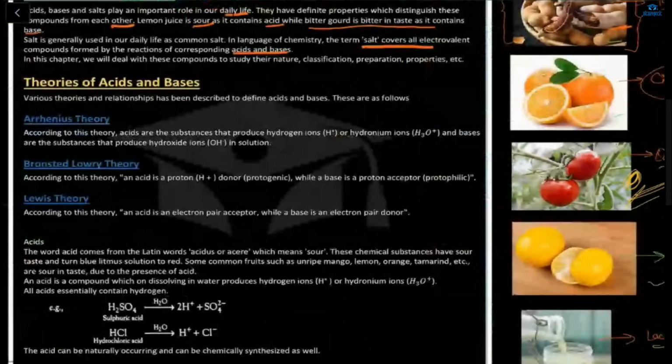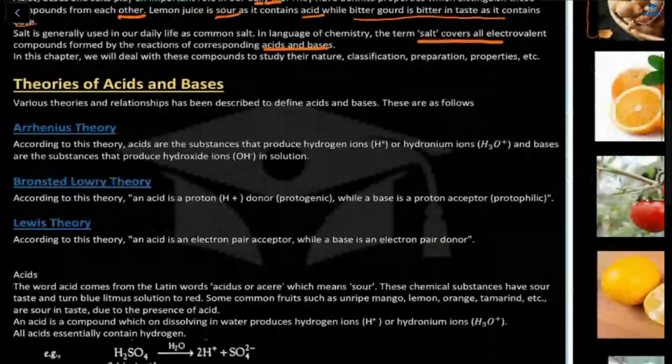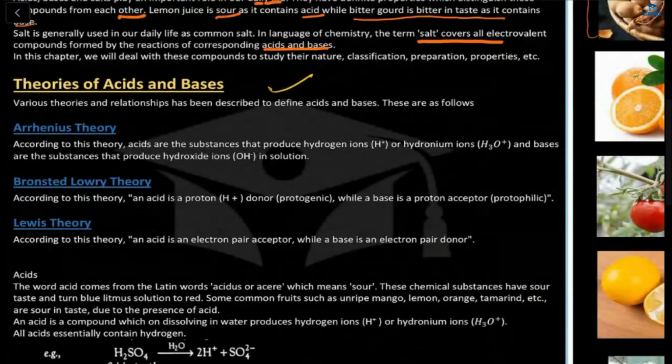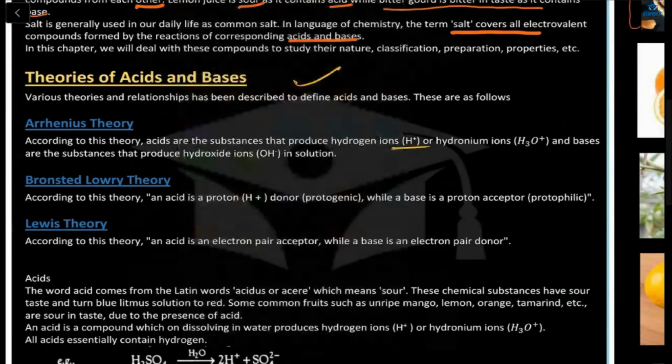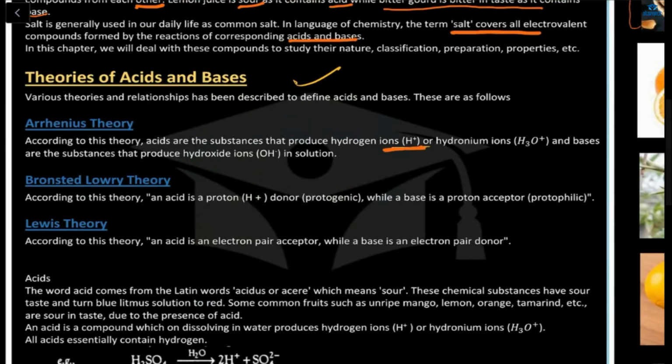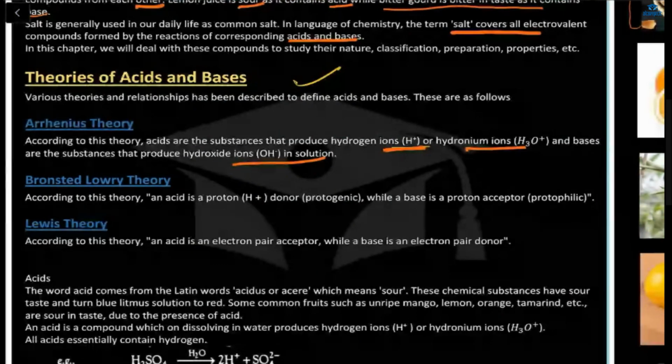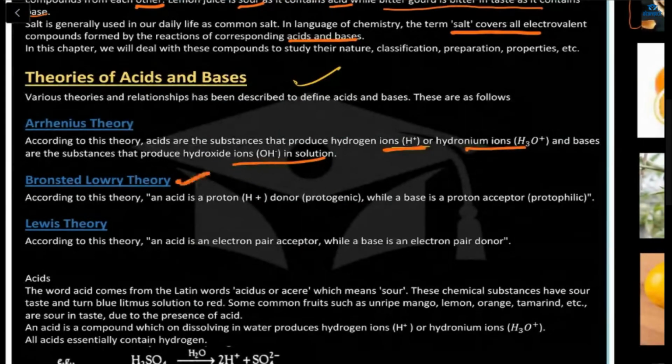Okay, so now we will see this note. What is the theory of acids and bases? According to Arrhenius' theory, acids are the substances that produce hydrogen ions. We already saw that when we mix an acid in water, it releases hydrogen ions, or you can say hydronium ions, and bases are the substances that produce hydroxide ions. If you are mixing a base in water, it's releasing the hydroxide ion, right?